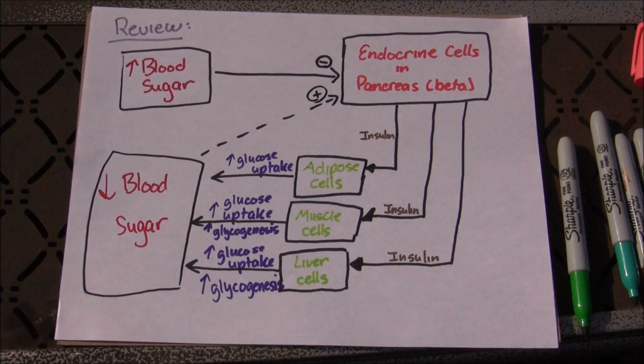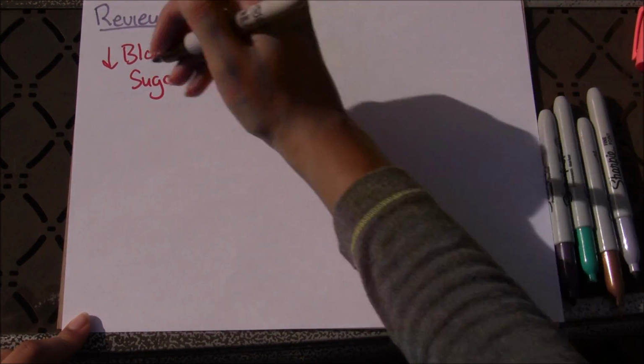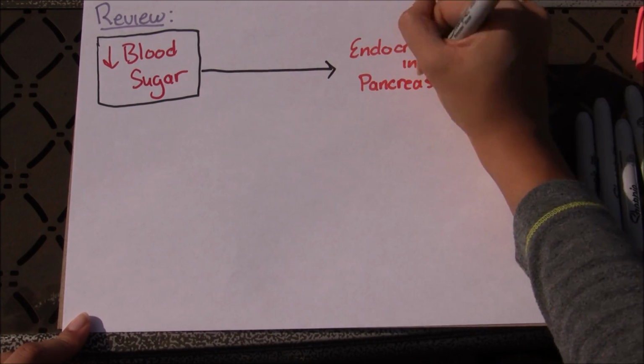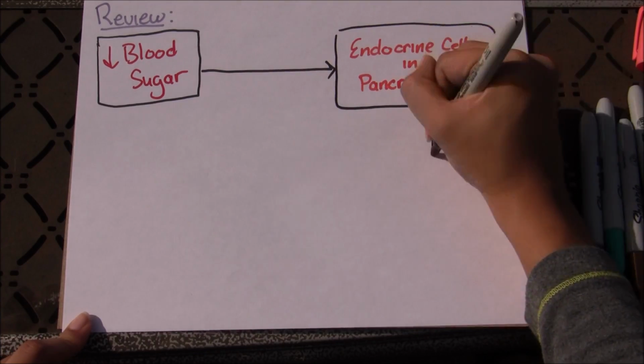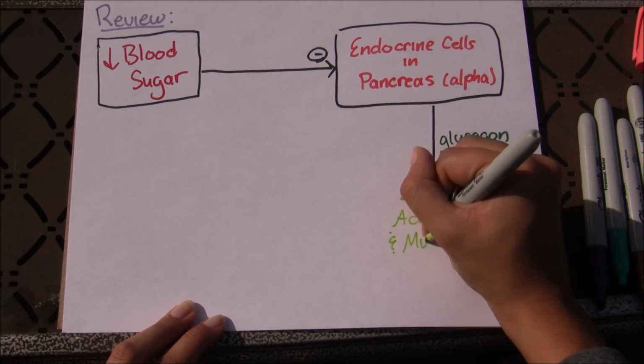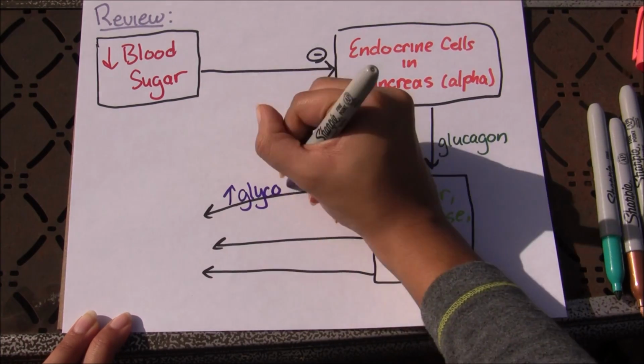When blood sugar is low, alpha cells in the pancreas are stimulated and release glucagon. Glucagon also stimulates liver, adipose, and muscle cells. The overall effect from glucagon is an increase in glycogenolysis, lipolysis, and gluconeogenesis. The net result from this effect is an increase in blood sugar or blood glucose.